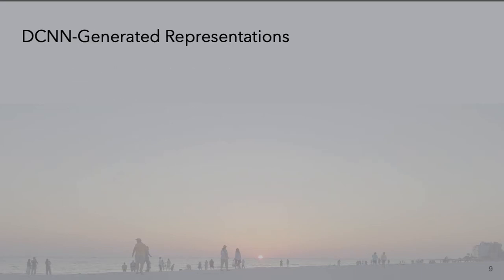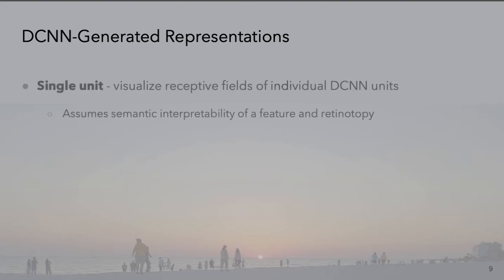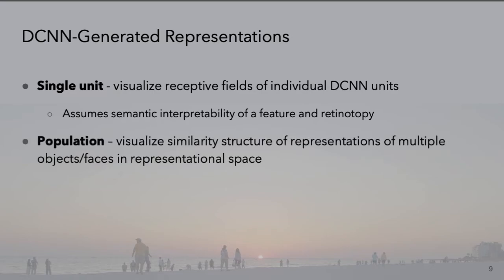To understand the representations that emerge from the top layer of a DCNN, and hopefully by analogy IT neurons, researchers have considered two approaches. First, single-unit analysis has been used for image-based visualization of DCNN receptive fields. Unfortunately, this assumes semantically interpretable and retinotopic DCNN features. Second is the analysis of population code responses.